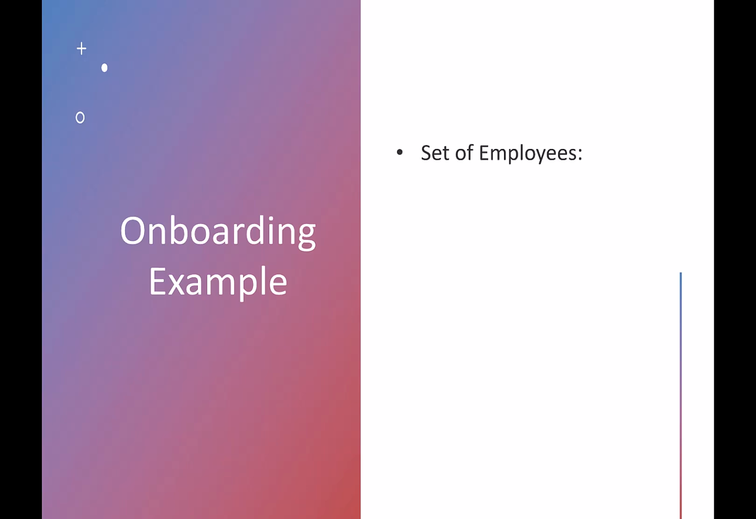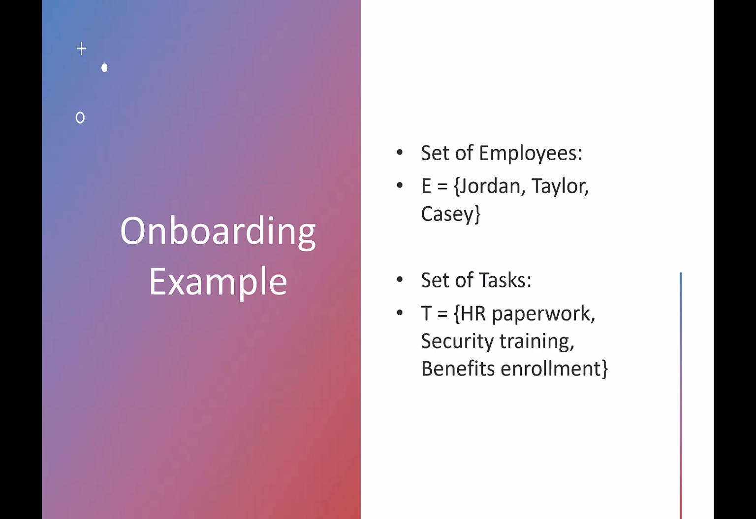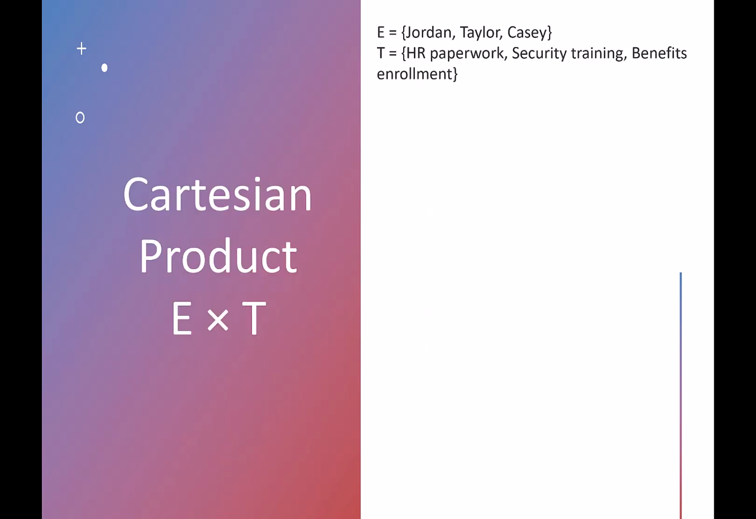Let's say we have a set of employees. We're going to call that set E, and it consists of 3 elements, Jordan, Taylor, and Casey. Then we're going to have a set of tasks. We're going to name the set of tasks T, and that's going to include HR paperwork, security training, and benefits enrollment. When we make the Cartesian product of E times T, we're going to pair each person with each of the 3 tasks that need to be completed.